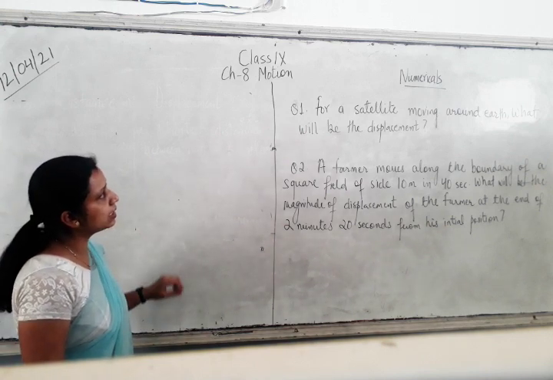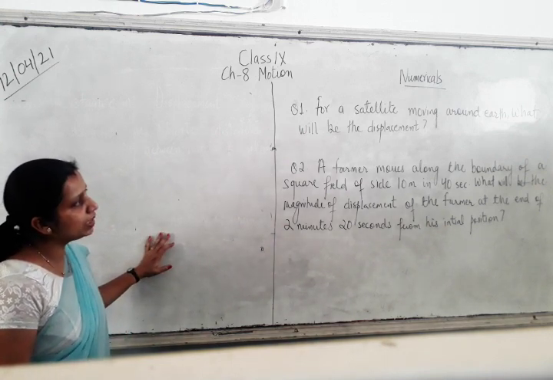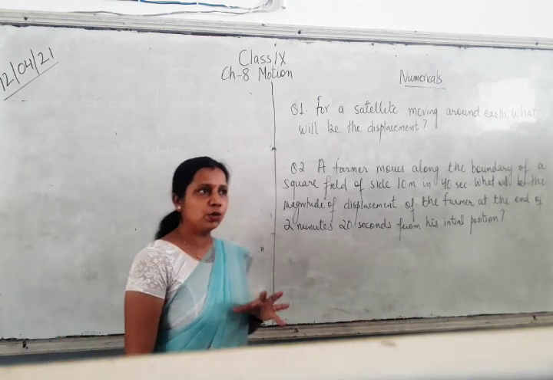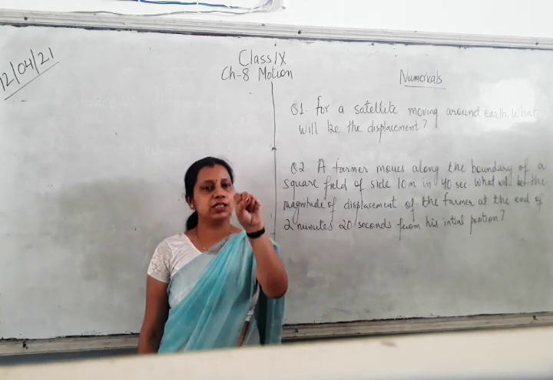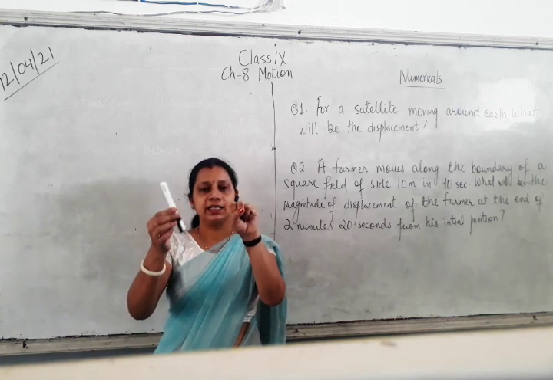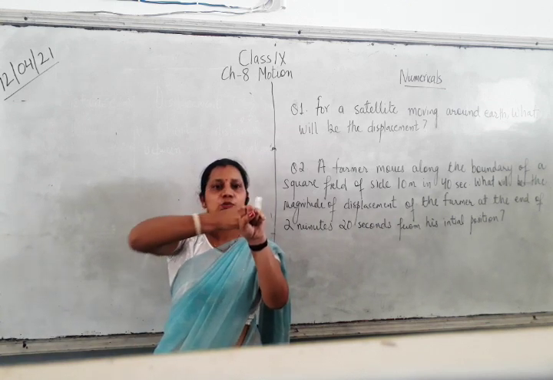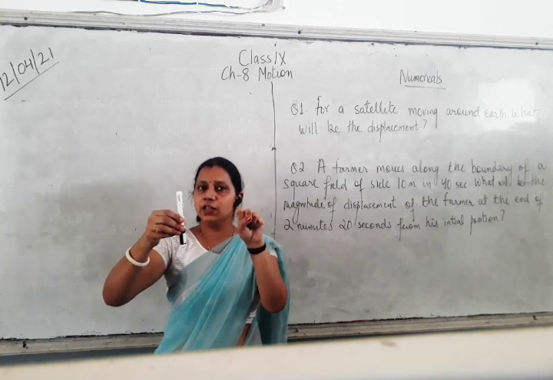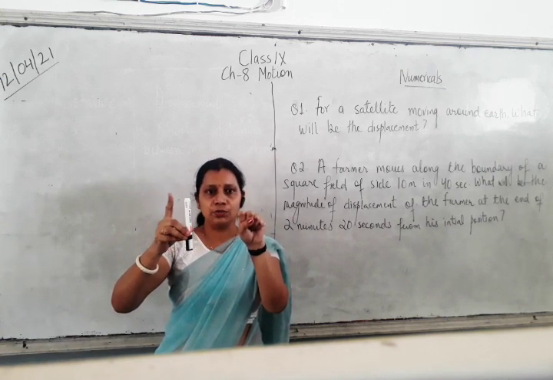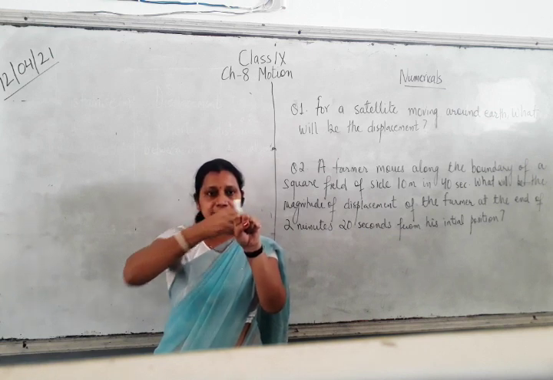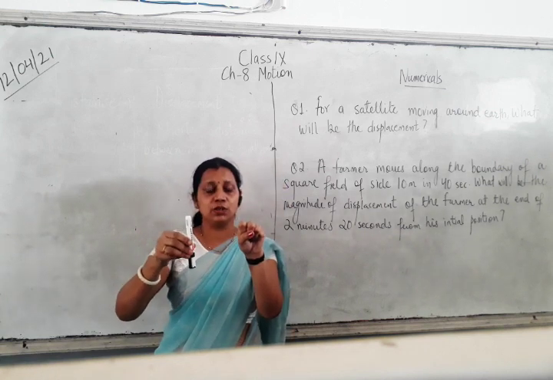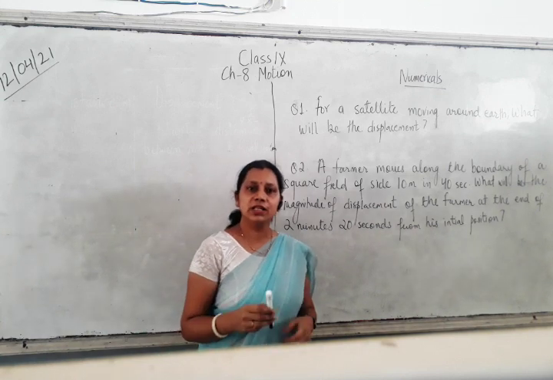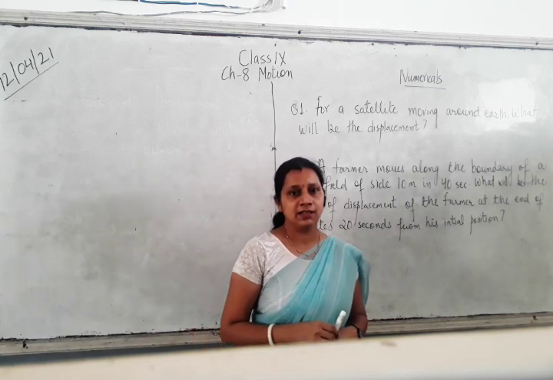Question number 1: for a satellite moving around the earth, what will be the displacement? Let's suppose this is the earth and this is the satellite. Starting from this point, it moves around the earth; let's talk about only 1 round. In 1 round the satellite comes back to the same position. What you have to find is the displacement. Can you tell me what the displacement is in this case?